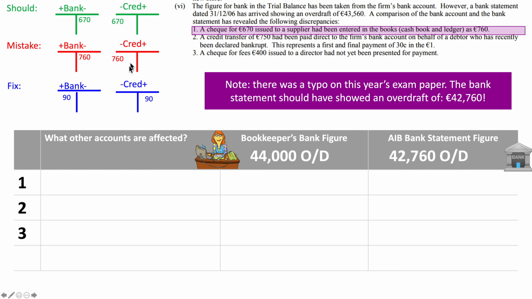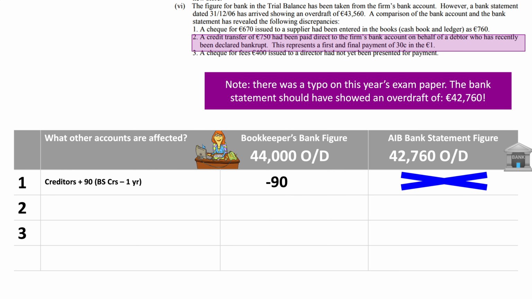To fix that, what they need to do is put 90 on the debit side of bank and then 90 on the credit side of creditors. The bank doesn't need to know that the bookkeeper made this mistake. It's nothing to do with them at all. They don't care. We will put 90 into the bank, so 90 coming into the bank is going to reduce the overdraft by €90. And the creditor, we add €90 to the creditor.